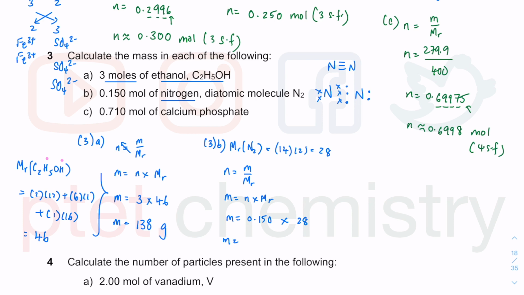Oops, 0.150 times 28, that gives me 4.2. I need to be careful. I need to know what is the appropriate number of significant figures. The calculator cannot think. It has to be up to the user to think about the data provided. 1 sig fig, 2 sig fig, 3 significant figures.